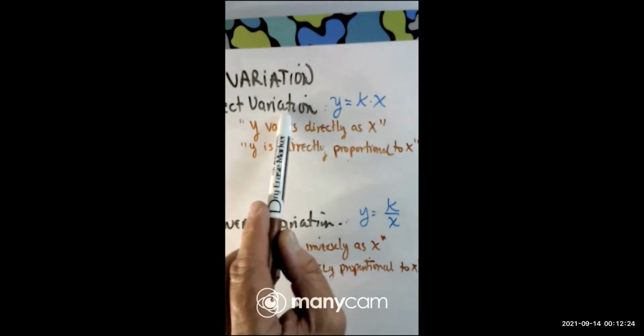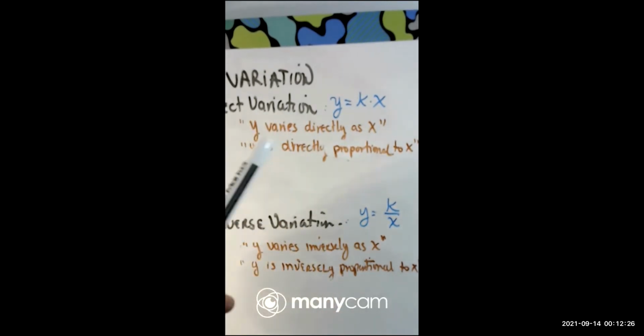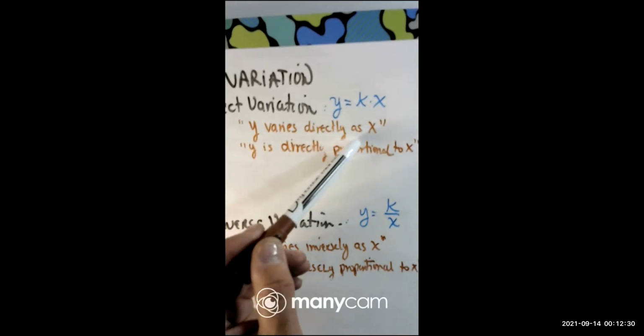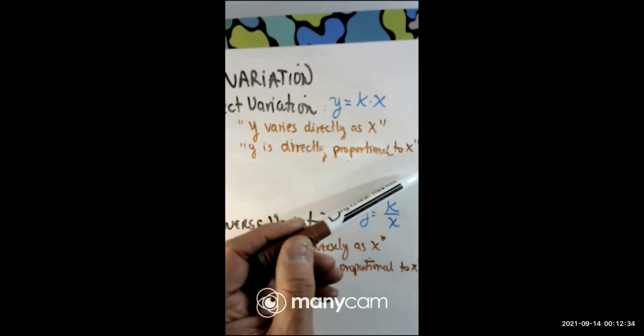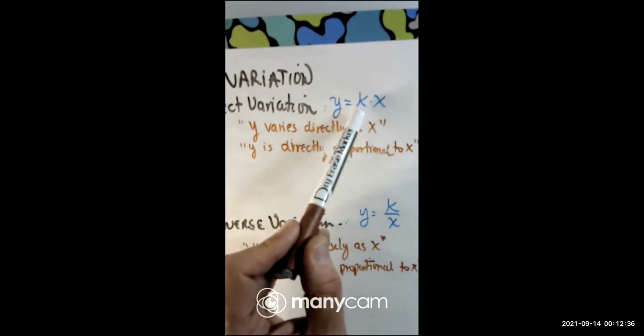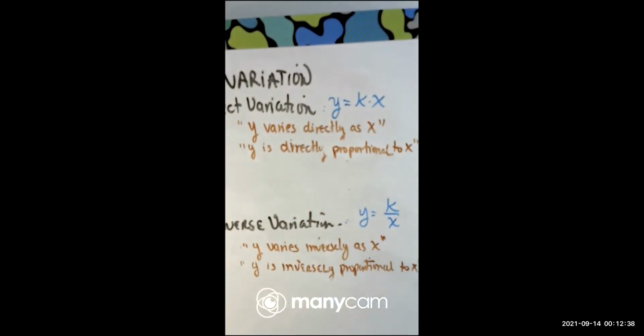If you read direct variation, how do you know it's direct variation? One of these two phrases will show up: y varies directly as x, or y is directly proportional to x. What's the formula? y equals kx.